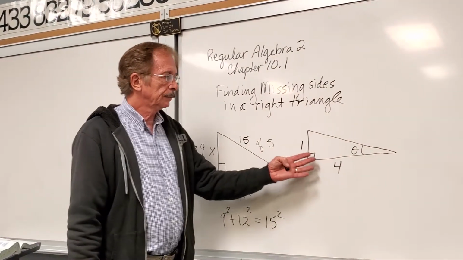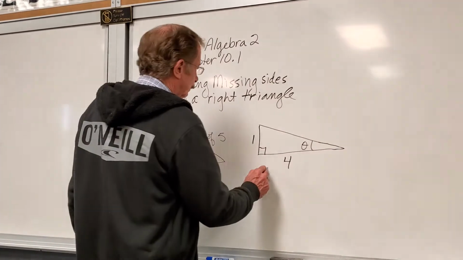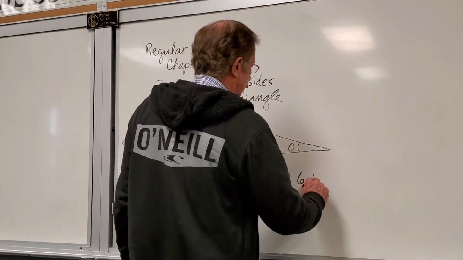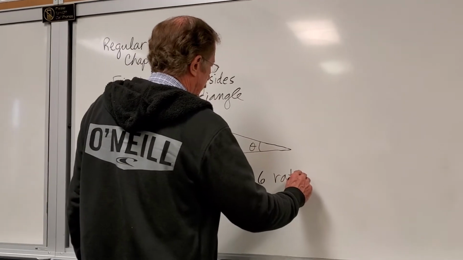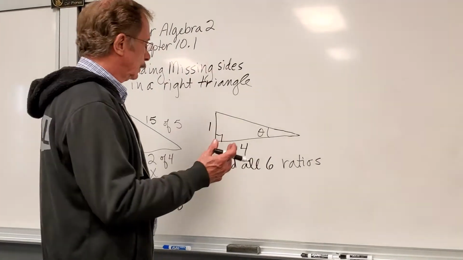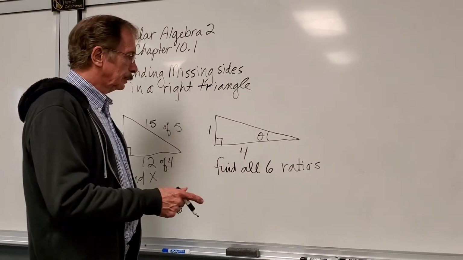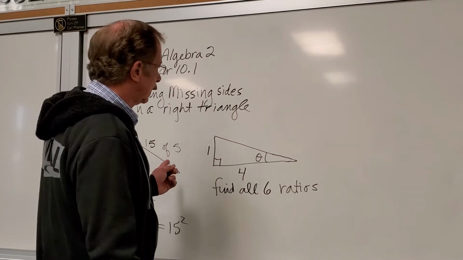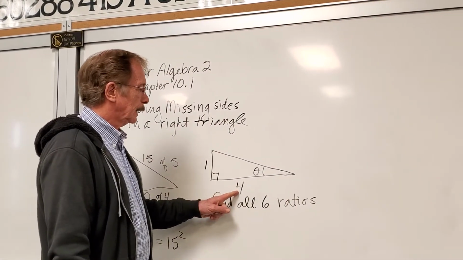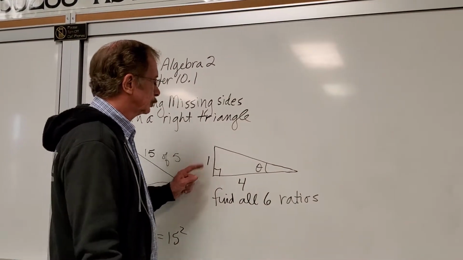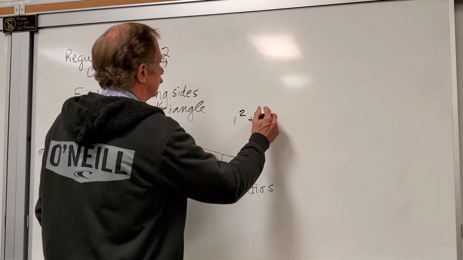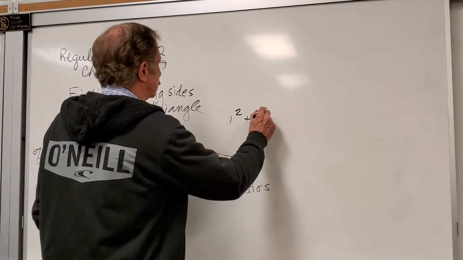Now over here, I'm given this example and said, find all 6 ratios. Now what they mean is sine, cosine, tangent, and then cosecant, secant, and cotangent. Well, in order to find that, I need to find this missing side. I know that I have the intermediate side and the short side, so if I do the Pythagorean theorem here, I will find this.